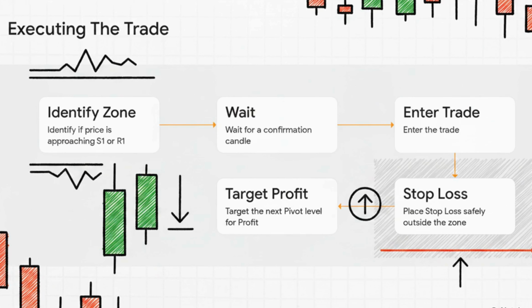Step 3. Enter your trade. Step 4. And listen, this is the absolute most critical part of your survival. Place your stop loss safely outside that zone rectangle. Because your stop loss is tucked securely just behind the zone, your risk is tiny compared to your potential reward. And finally, Step 5. Target the next logical pivot level to take your profit.